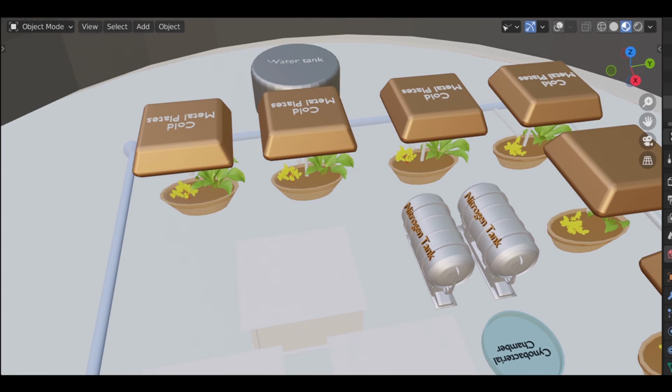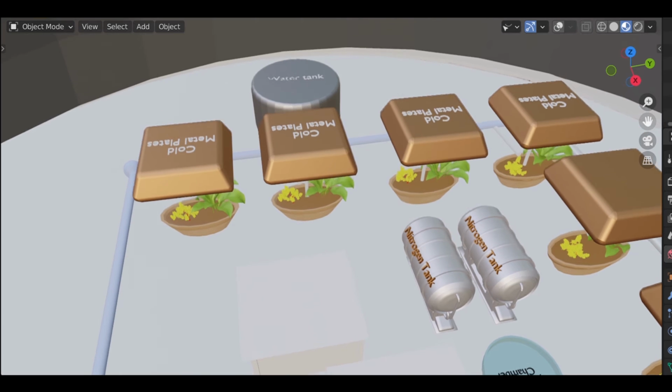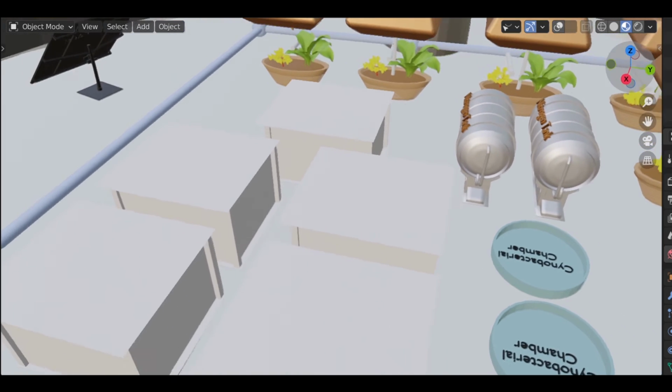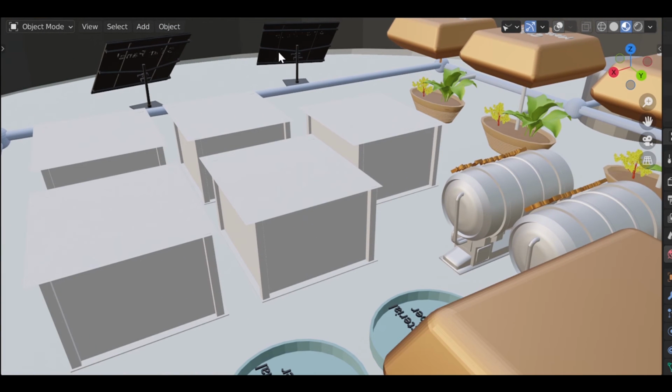Moving ahead, we have placed some houses, which you can see over here. We have placed these houses so that some researchers or maybe some humans can live in them, and their energy requirements may be fulfilled using these solar panels placed over here.